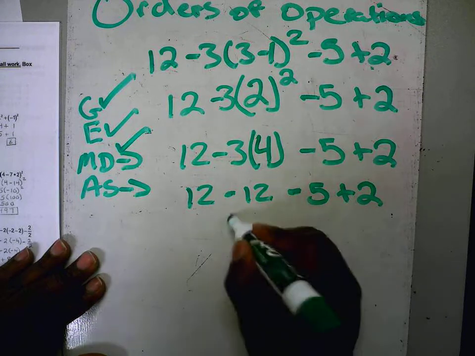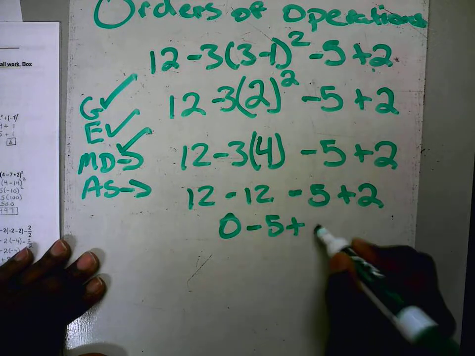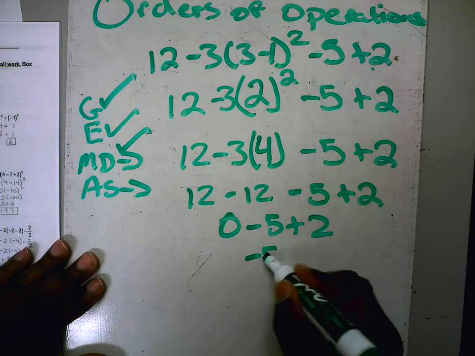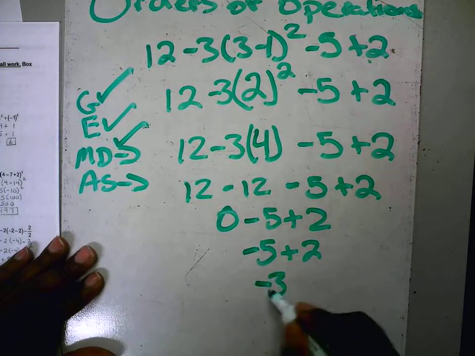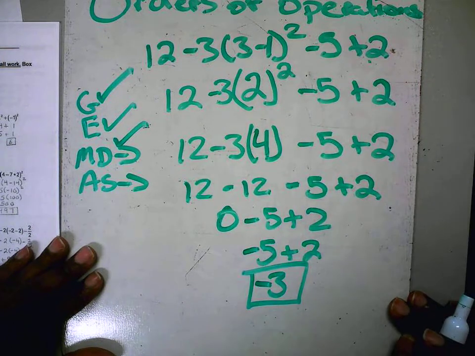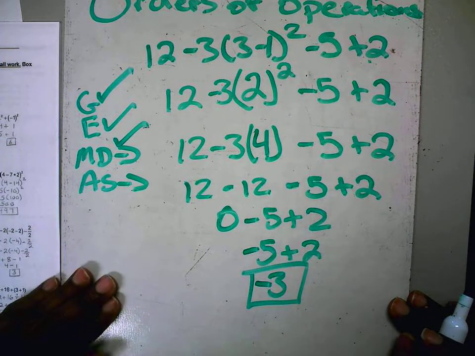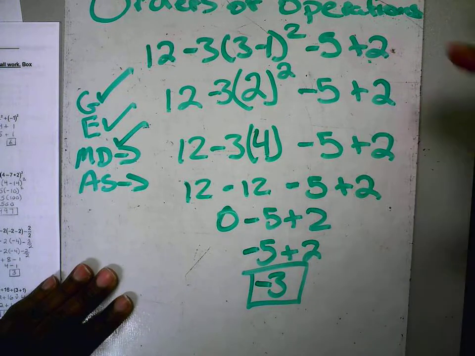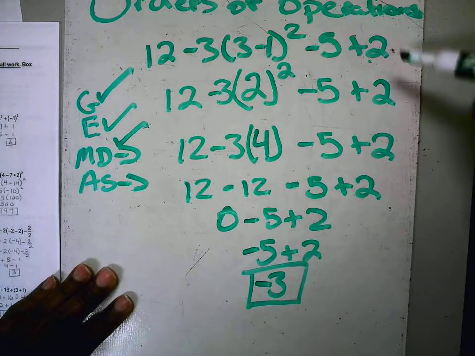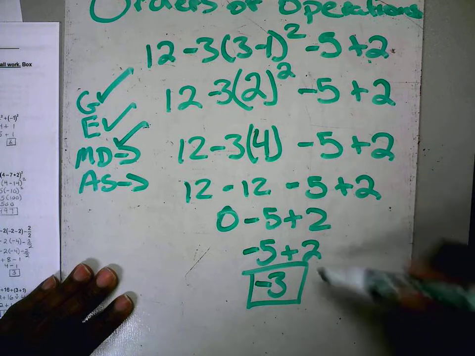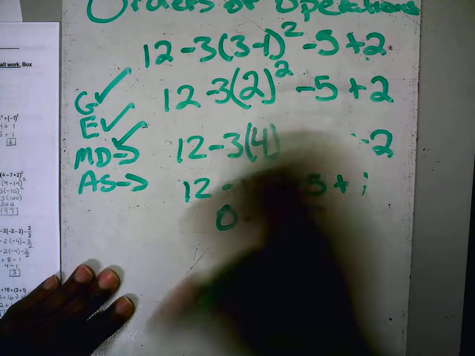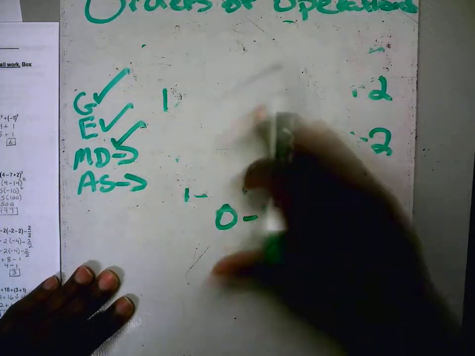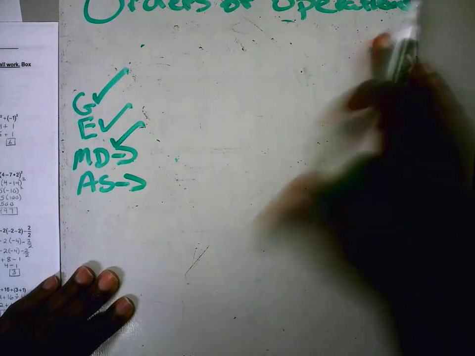12 minus 12 is 0. 0 minus 5 is -5. -5 plus 2 is -3. There you go. Alright, that wasn't too bad. If we go through our checklist, if we do one operation at a time, no matter how many steps it takes, we can break this down and make it very easy. Alright, remember you're only doing one operation at a time. It looks more daunting than it actually is.